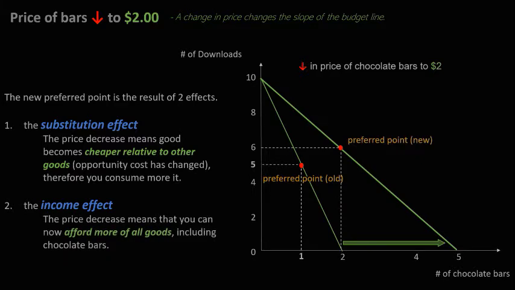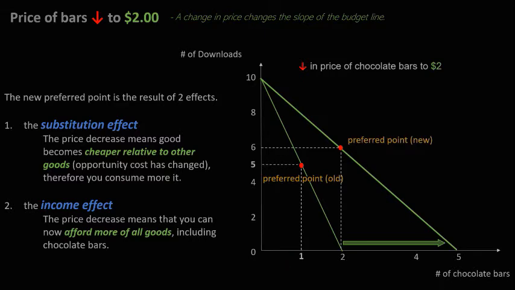Now the income effect says the price of the good has decreased, so now we can afford more of all goods. Let's look back at our original consumption point. At the new price, we're going to spend $5 on 5 downloads, and if we're buying 1 chocolate bar, that's only costing us $2. So we still have 3 extra dollars. The income effect doesn't change our income, but in effect it makes us seem like we have more income, because at our old consumption point we've got money to buy more of both goods.